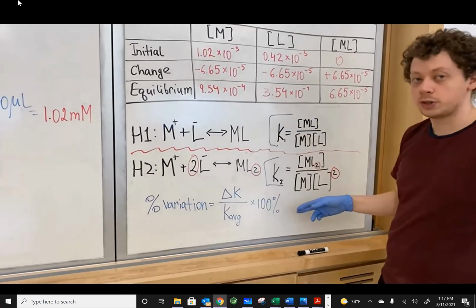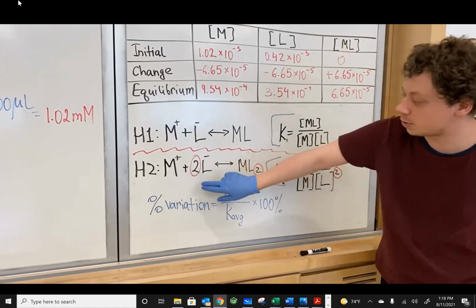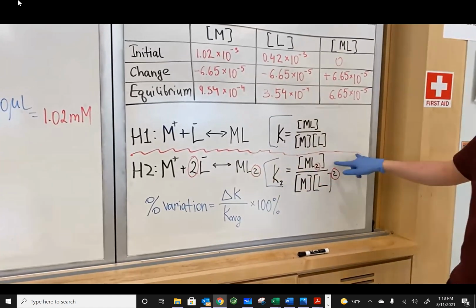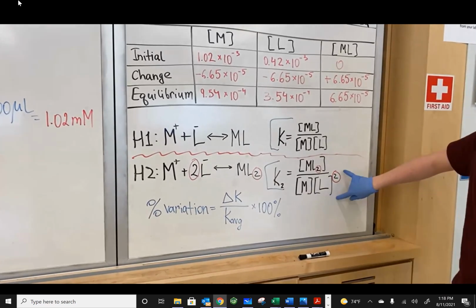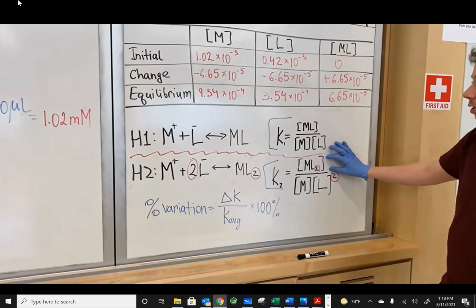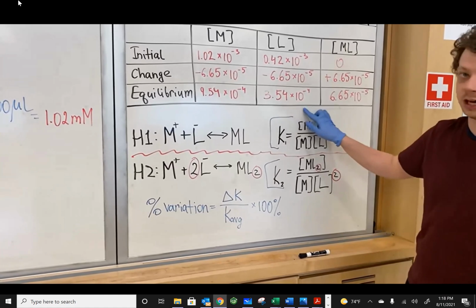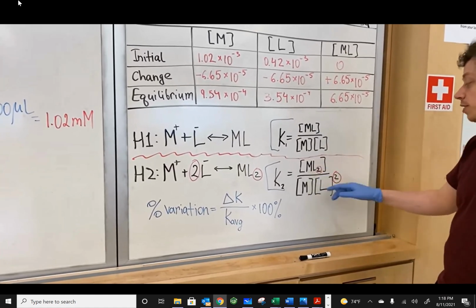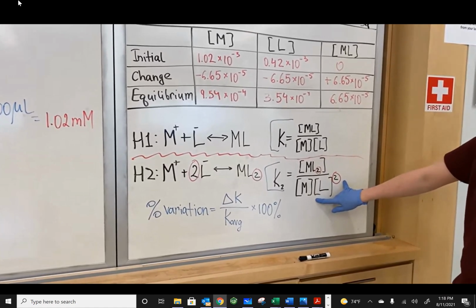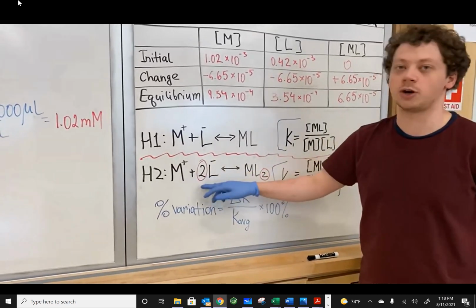For hypothesis 2, your equilibrium constant is going to be slightly different. Because we have the metal coming together with 2 ligands to form an ML2 complex, we have to alter our reactant concentrations very slightly. So the ML complex concentration is still what you got from the table. The M and L concentrations are still what you got from the table. These values don't change. What does change is when you do the math, you have to square the value of your ligand concentration. This is to account for that 2-to-1 ratio of the metal to ligand.